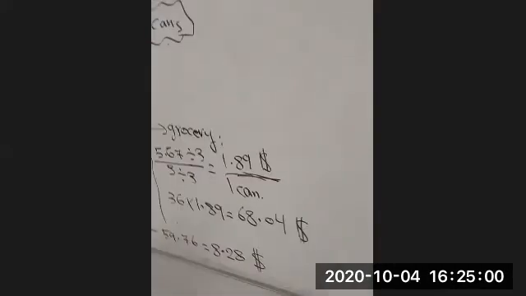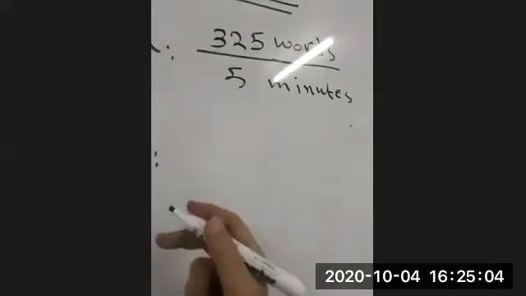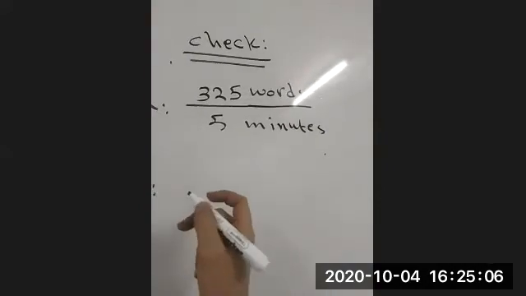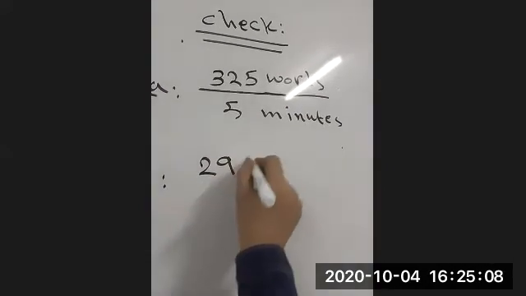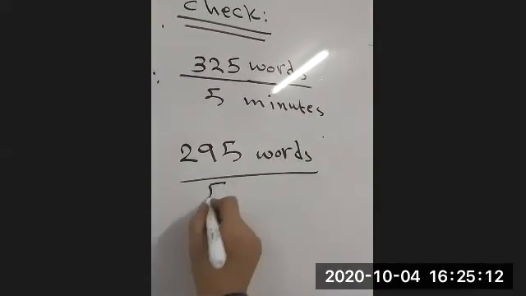How many words can Joseph type? 295 words in how many minutes? 5 minutes. Good.